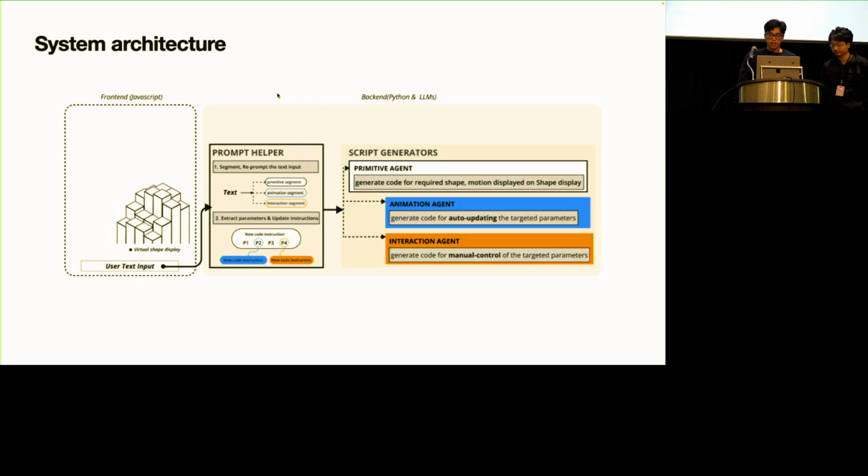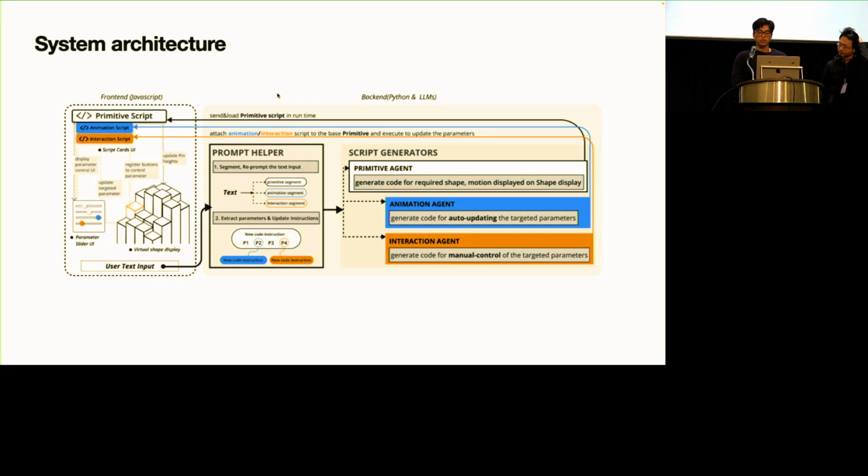And the code instructions then flow through the respective script generators, which are built with GPT-3.5 Turbo with rule-based prompting and retrieval augmented generation. And this gives us the respective JavaScript code, which is then sent to the front end and loaded and compiled at runtime. Then the parameters will be displayed as sliders for the user to fine-tune the results.